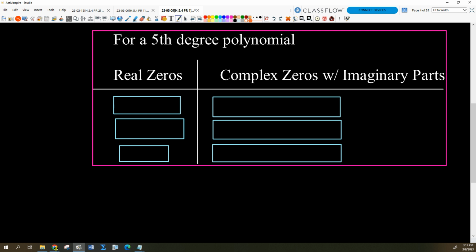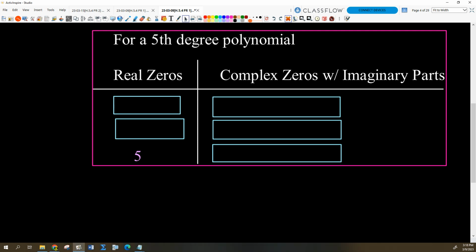5. Could I get 5? If the degree is 5, the maximum number of real zeros is 5, isn't it? Okay. If there are 5 real zeros, how many complex zeros with imaginary parts are there? 5?